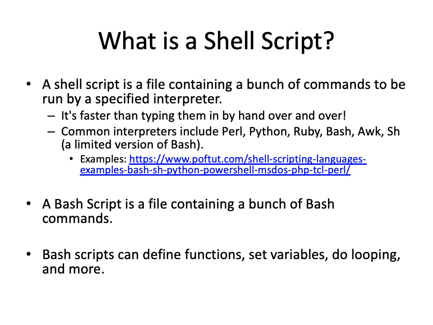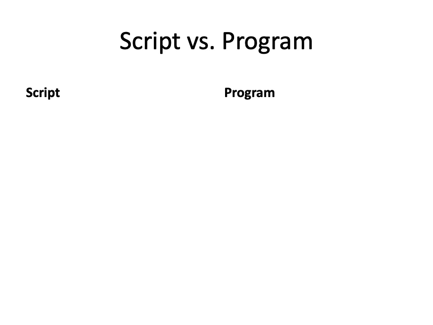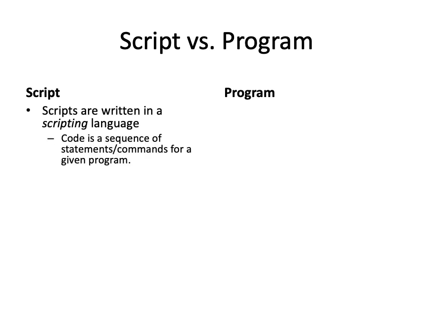But you might be wondering, these are the kinds of things that a program does. So what are some of the differences and similarities between a shell script and a program? A script, first of all, is written in a scripting language. So the code, it is still code, but it's a sequence of statements or commands for a given program that would be interpreted by that shell or command line interpreter. A program is written in a programming language.